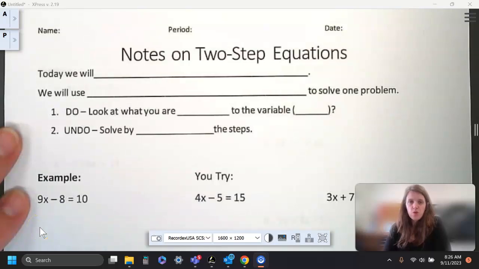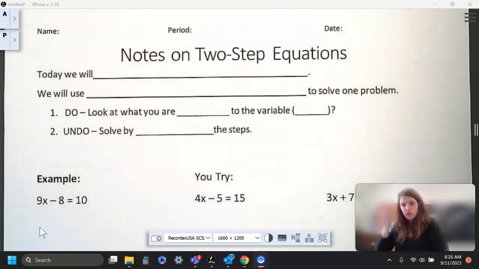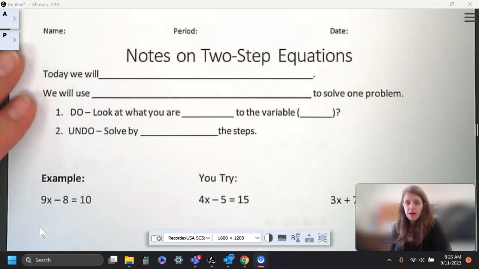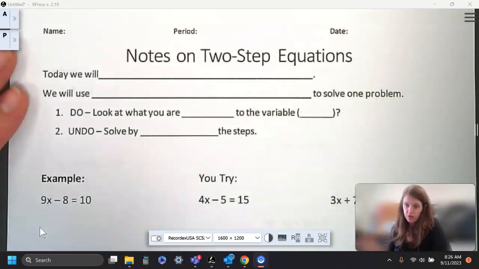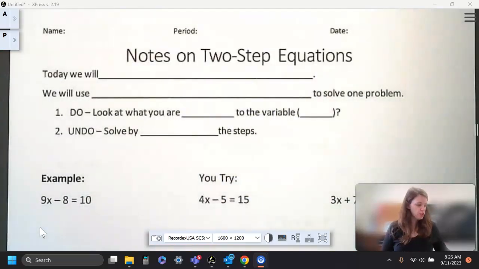All right, class. So we are finishing up our one-step equations. Most of you are done with them already, and you should be moving on to some two-step equations. So we're going to go through some examples really quick on how to solve equations that have more than one step. So starting out, we have notes on two-step equations.